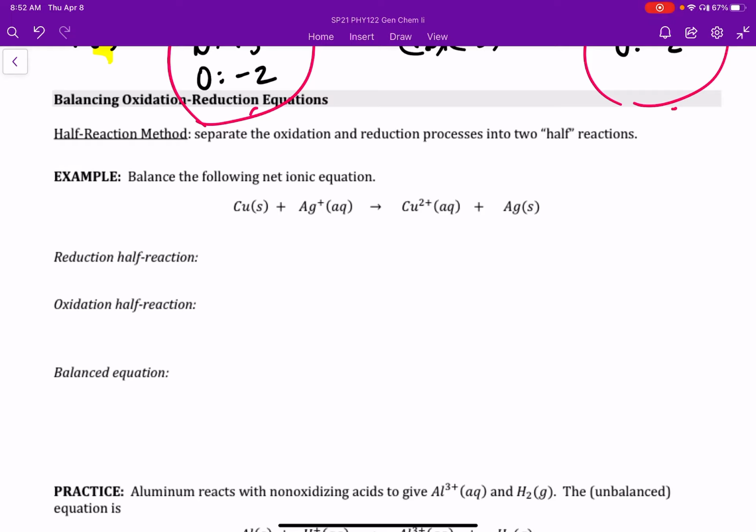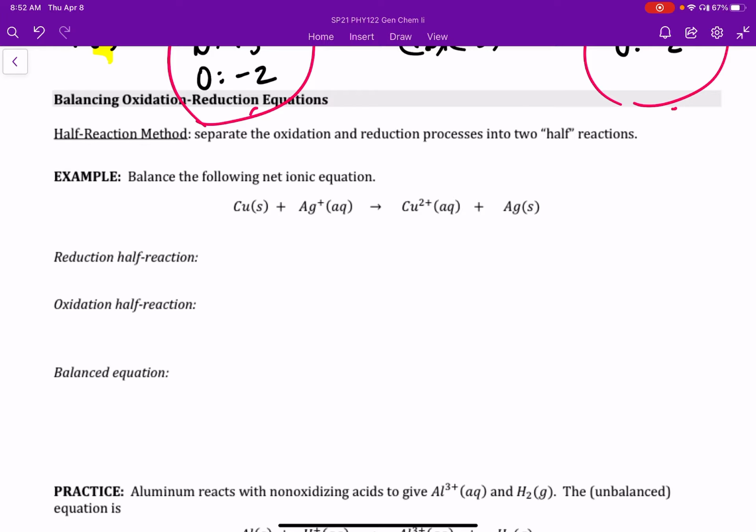So it's not just enough to have a mass balance where we have the same number of atoms of each element on each side. We also need to account for the fact that electrons are involved in our reactions. And so we need to make sure that if I'm losing one or two electrons on one side, that I have that accounted for on the other side as well.